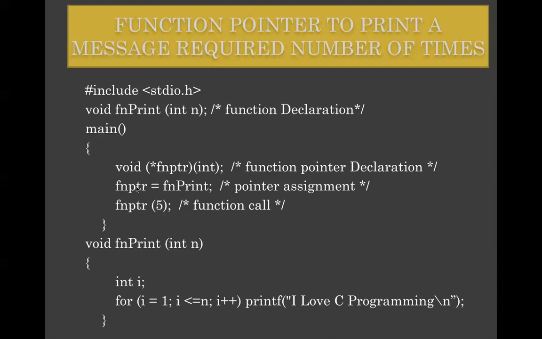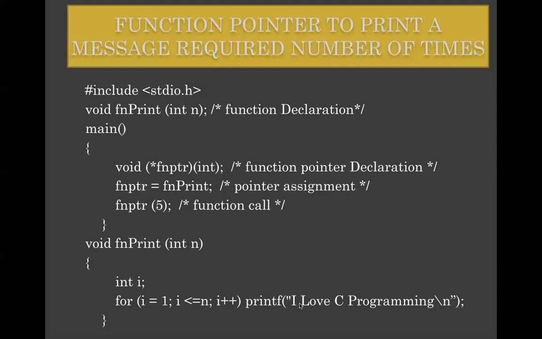Now I can use this pointer to call this function. So fn ptr of 5. It goes here, n becomes 5. So from 1 to n, 5 times, it prints I love C programming. So it prints I love C programming 5 times. Very simple. So this video talks about function pointers in a simple manner.